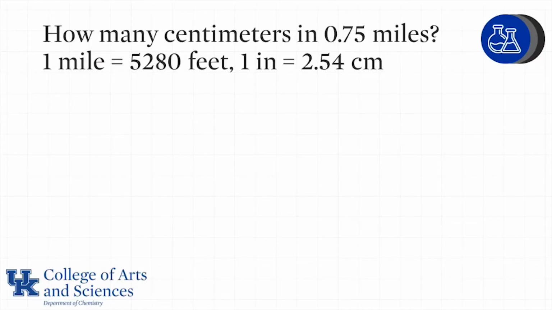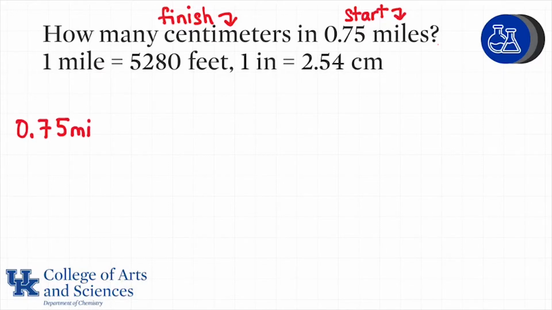Now we're going to look at an example where we again have multiple steps to solve the problem. First, we identify the starting and finish units. So we're going to start with miles because it gives us 0.75 miles, and it asks how many centimeters. So we're going to finish with centimeters.